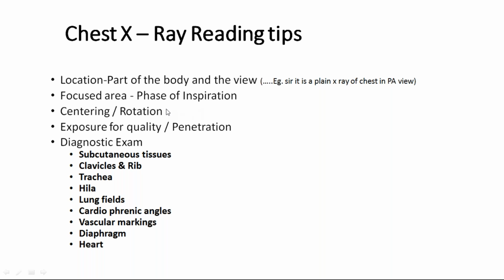So focus the area. If it is chest, phase of inspiration. Look at the centering and rotation, exposure quality, and then diagnostic exam. Diagnostic exam means you must start with the soft tissues, bones, clavicle and ribs, trachea, position of the trachea, hila, how are the hilum, lung fields, cardiophrenic angles. Within the lung fields, you see vascular markings. How is the diaphragm? How is the cardiac shadow? These are the important things whenever you look at a chest X-ray.